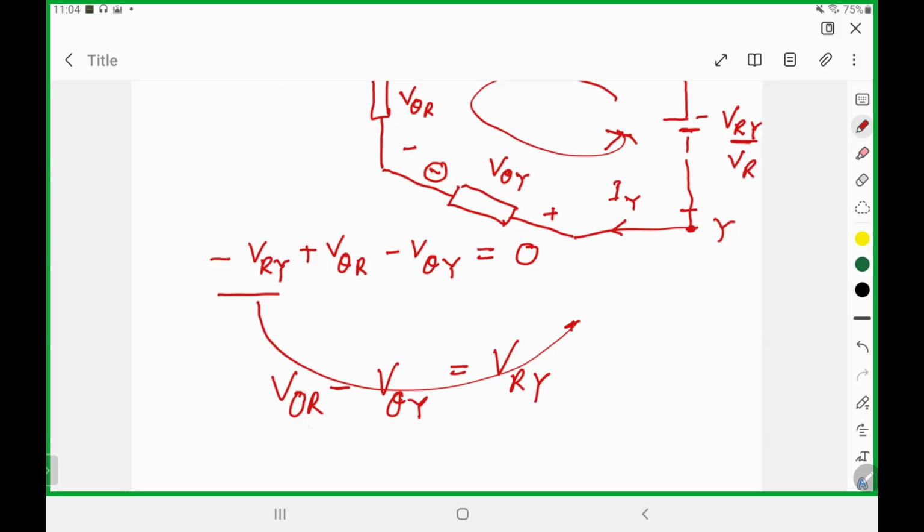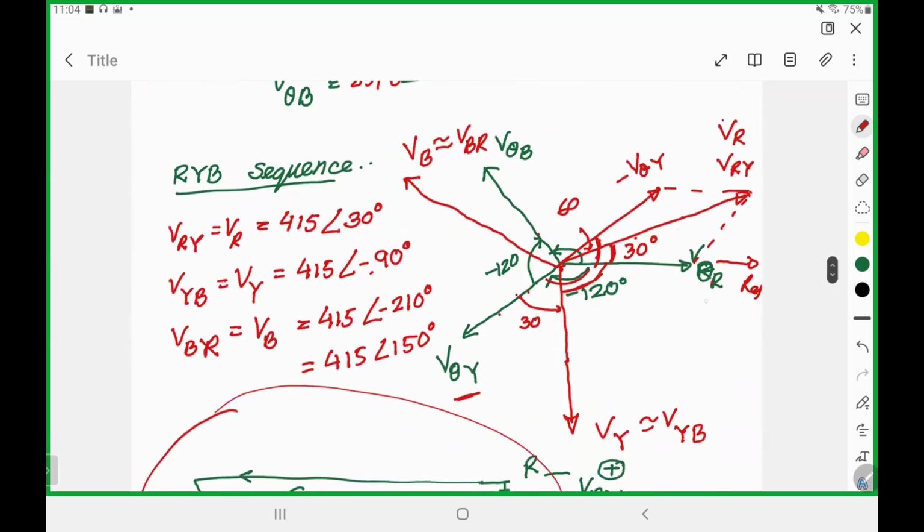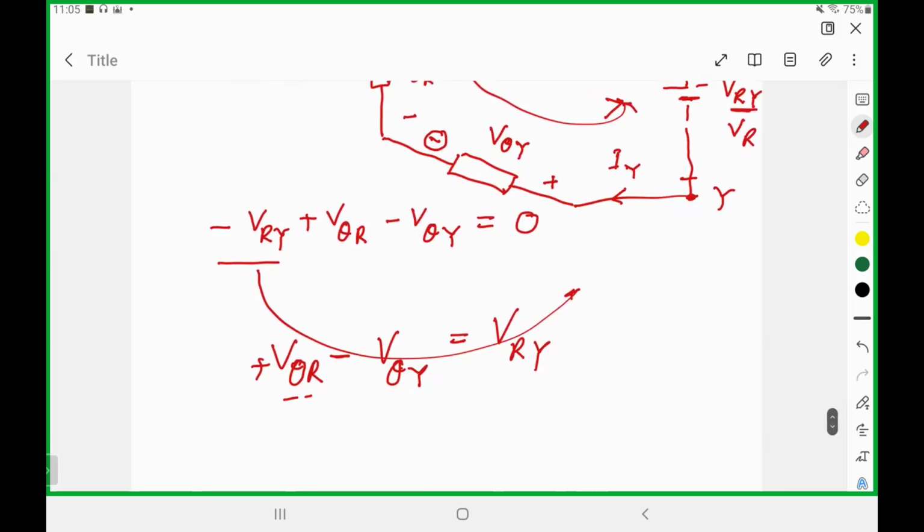Now VθR is positive, so whenever we did the addition, I kept VθR in the same direction. Because VθY is negative, I extended it in the opposite direction. That gave me the negative vector. Then I added them with the rectangle and found the resultant of those two, which gives me VRY.